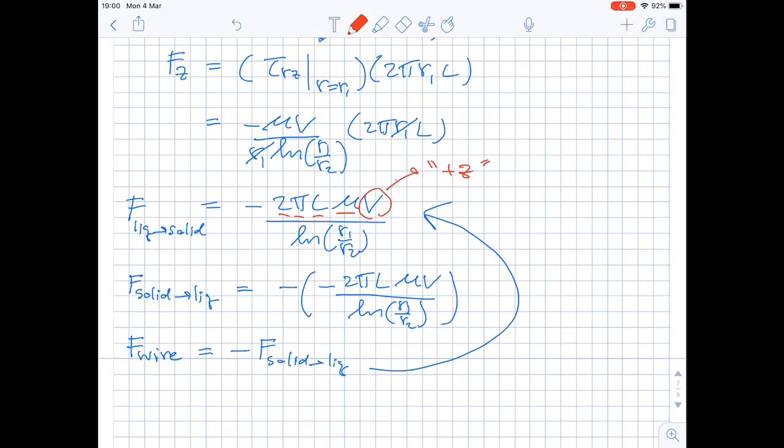Alright, here underneath R1 is smaller than R2, so this is a fraction, making the logarithm of the fraction negative. We have negative over here and negative over there, making the force positive. That means the force that we need to pull the wire should go in the plus Z direction, as expected.